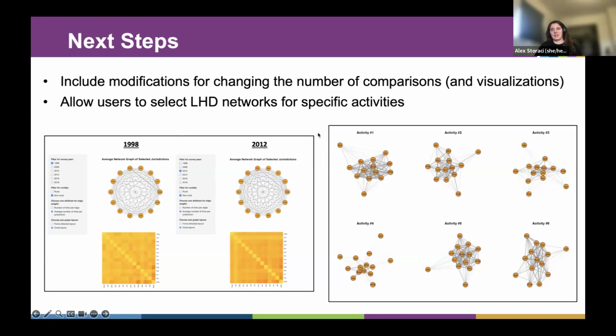And then another thing that I think would be pretty valuable in the long run is allowing users to select local health department networks for specific activities. And so this is what I'm trying to build out now. And I apologize, it's not the prettiest graph at this point, but I basically selected all of the assessment activities. And I think looking in more detail at specific activities sheds a lot of light into the types of activities that organizations are choosing to involve themselves in, the types of organizations that might be pulling them into public health activities, and also whether or not it's really adding value.